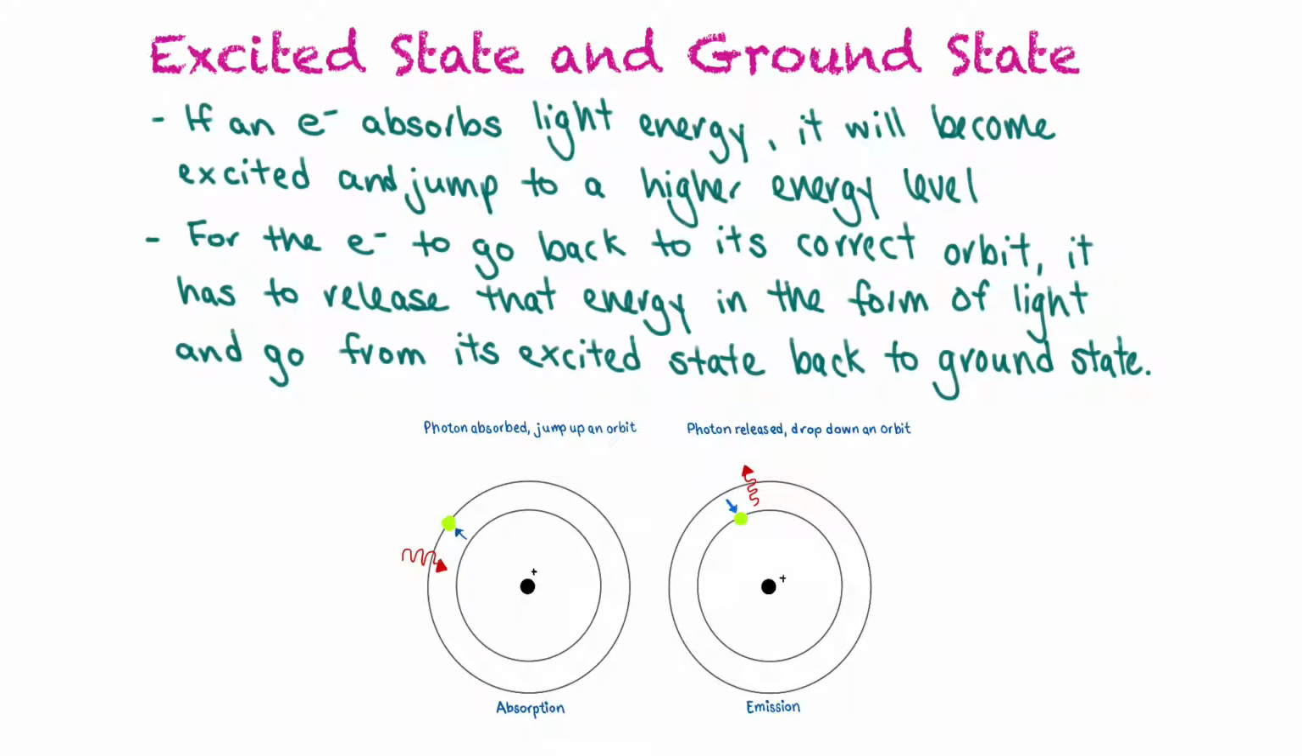So if an electron absorbs some light energy, it would get excited and jump up to a higher energy level. Then for the electron to go back to its correct orbit, it would release that energy in the form of light and go from its excited state back down to the ground state. If you look here, it's absorbing some energy, and the electron got excited and jumped from this orbital up to this orbital. Then it wants to get back to its correct orbit, so it drops back down and releases that energy in the form of light, and we see that light. We call that an emission spectrum.